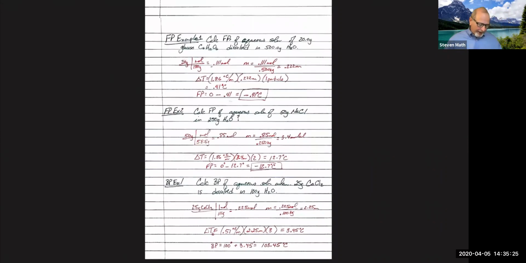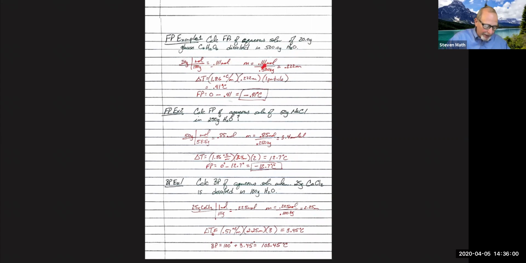All right, I've got 3 examples for you here. Freezing point example 1. Here you go. We've got the freezing point of an aqueous solution, so we know it's water. We've got 20 grams of glucose, C6H12O6, dissolved in 500 grams of water. First thing we're going to do, take that 20 grams, turn it into moles. That 180 is the molar mass of glucose off the periodic table. Then it's going to give us 0.111 moles.